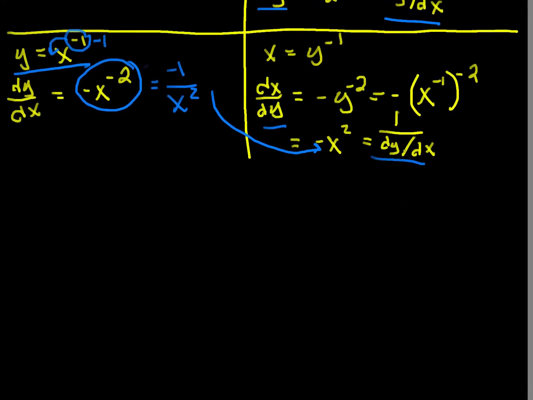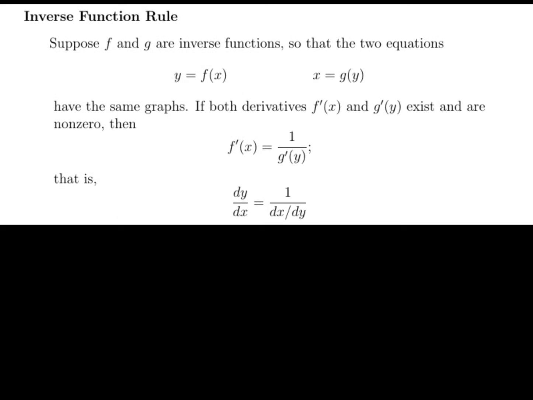So this leads us to our theorem for inverse. The inverse function rule says that if I've got two functions that are inverses of each other, then the derivative of one is the reciprocal of the other, right? So if they're inverses of each other, then the derivative of f is 1 over the derivative of g, or in Leibniz notation, dy/dx is equal to 1 over dx/dy, or if you like using reciprocal notation, this is (dx/dy) to the minus 1.